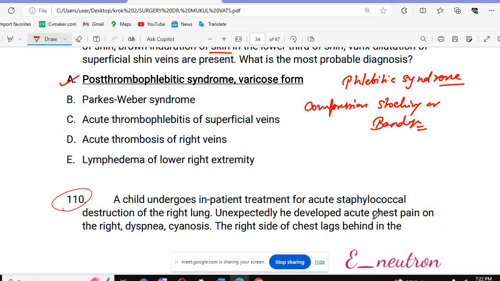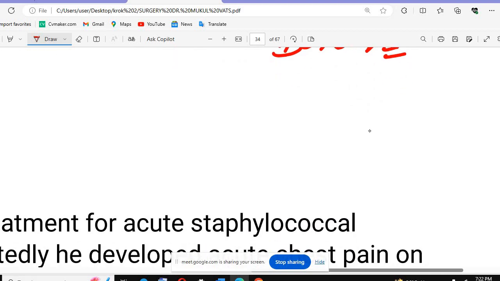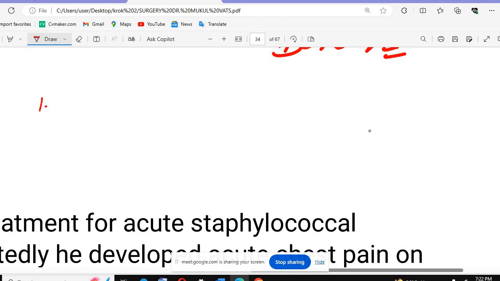So this is the varicose form. Now the post thrombophlebitic syndrome can be in other forms also. For example, there are three types of post thrombophlebitic syndrome. The first one is the edematous form.